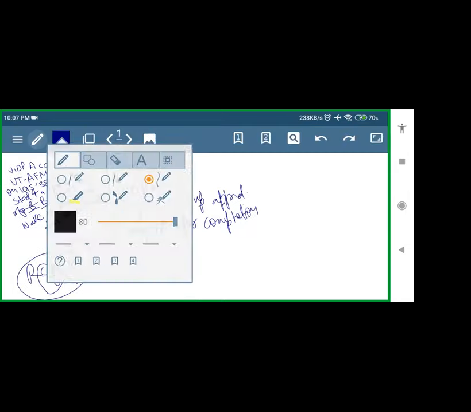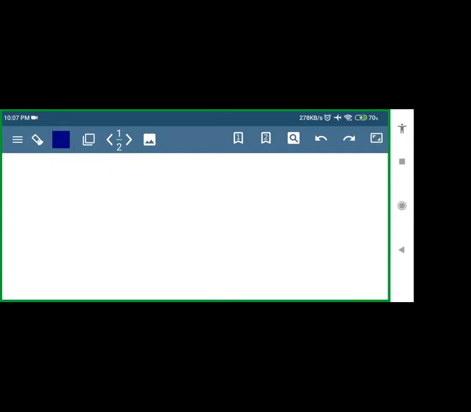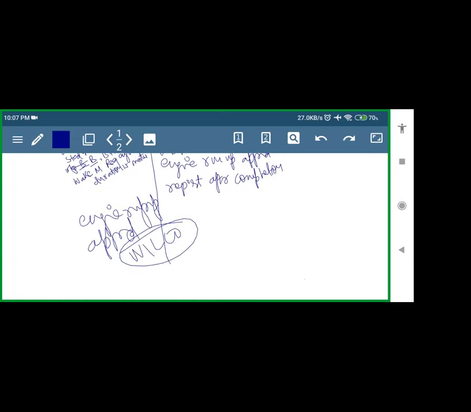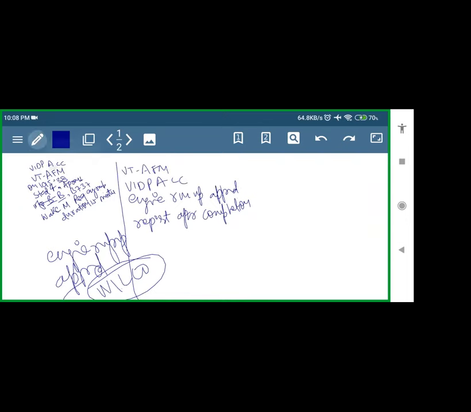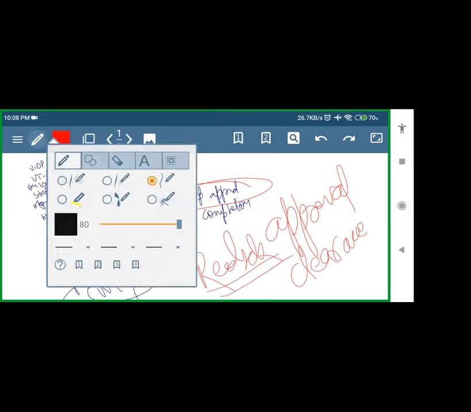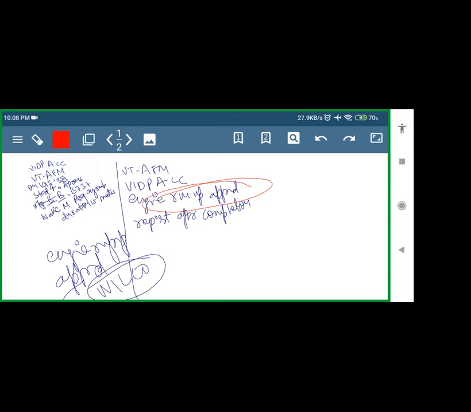What else can you say other than Roger? Abhishek, would you like to continue this call? Engine runup approved, Wilco. Very good. See the use of Wilco here. You have received the approval. Whenever you receive any approval or clearance, always give a readback. And one more thing requested to you: report after completion.